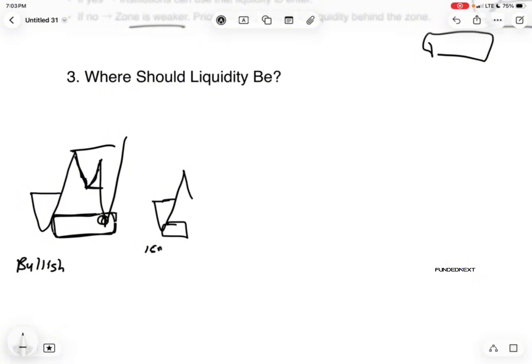The first pullback. Now, how do you know that this small pullback is a valid inducement? Let's say it's not up to the 50% of it. I think it's a valid point of interest. You scale down to the lower time frame. Let's say the 3, the 5, or even the 1 minute, to look for price to break, look for areas where price actually broke structure to the upside.